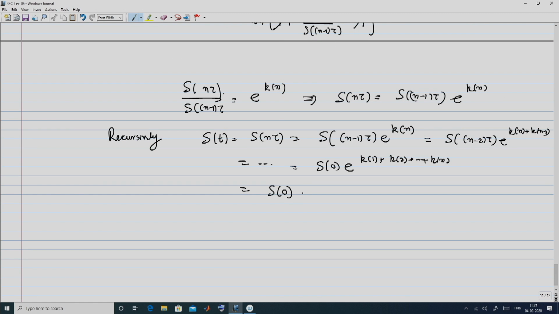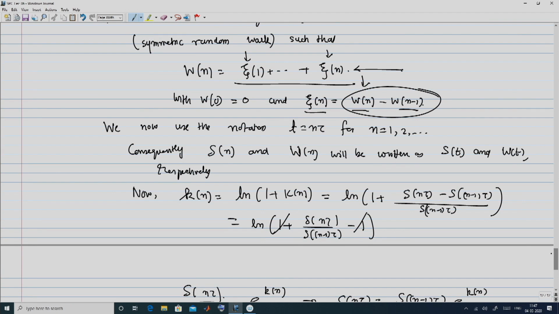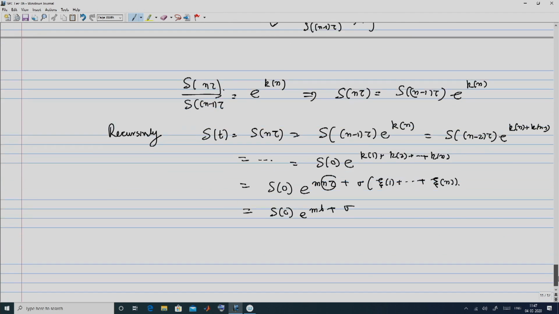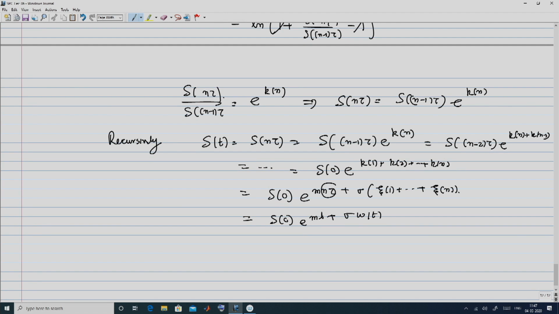So, this is going to be simply e raised to m n tau, that means there are n number of m taus, plus, and for k 1 I have xi 1 all the way to xi of n. And remember, what is n tau? N tau is t. So, this becomes e raised to m t plus sigma, and remember this xi 1 through xi n, this is defined as w of n, and so this becomes now sigma of w of t.